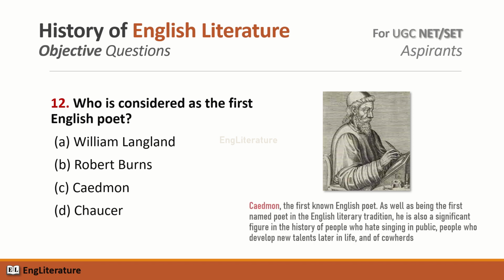Who is considered as the first English poet? Caedmon, the first known English poet, as well as being the first named poet in the English literary tradition. He is also a significant figure in the history of people who hate singing in public, people who develop new talents later in life, and of cowherds. Here the right choice is number C. Caedmon is considered as the first English poet.